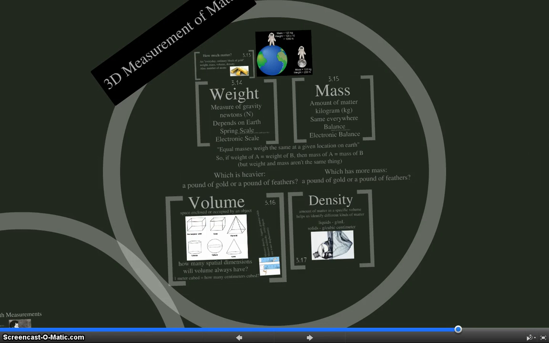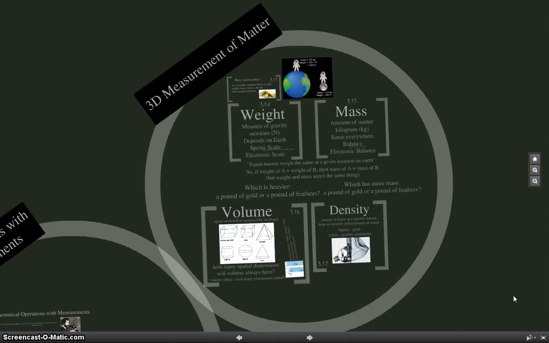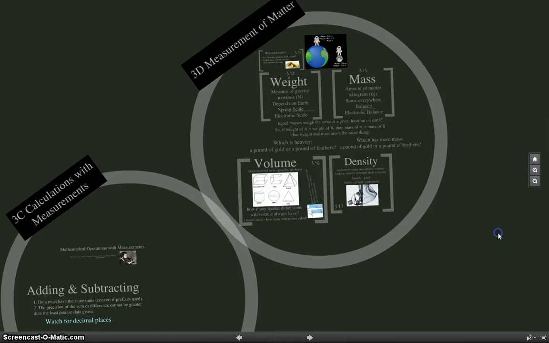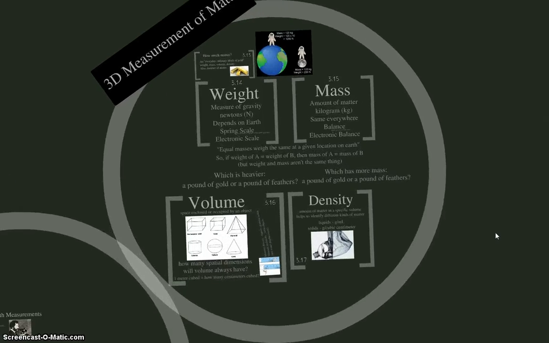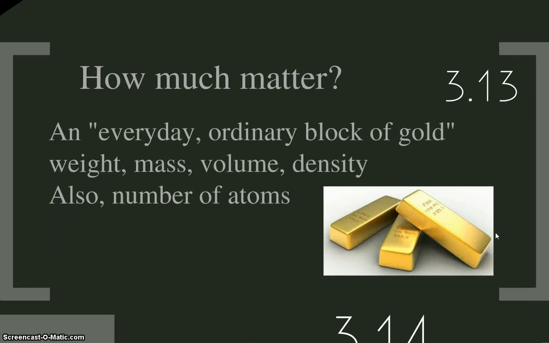Alright, here we are in section 3D. We're going to finally wrap up the last section of chapter 3. We've been talking all about measurements and we've done a lot of math work, and we have some final concepts to talk about, and that is, how do we measure matter? And there are four main ideas we're going to talk about in this section: measuring matter by weight, mass, volume, and then density.